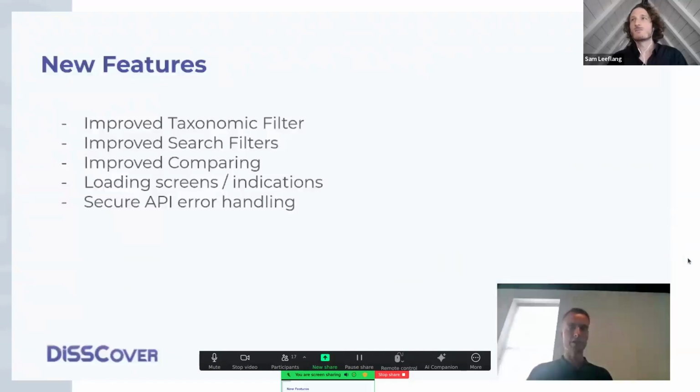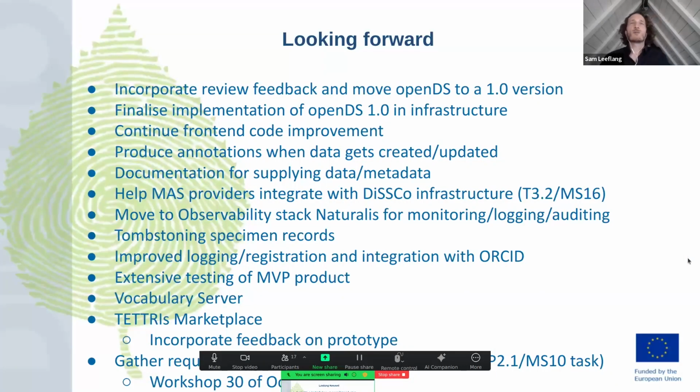Yeah, thanks, Tom. Yeah, let's move onward to having a look forward. As Tom mentioned, we want to incorporate the review feedback and move the openDS to officially the first final version, so the 1.0 version, and publish that on our platforms as well. Which also means that we need to finalize the implementation of openDS in the infrastructure. So that's part of what Tom is showing. So make sure that all the information of the digital specimen is there in the page, that all the pages work, and that in the back end also all the APIs are aligned with the openDS 1.0 version.